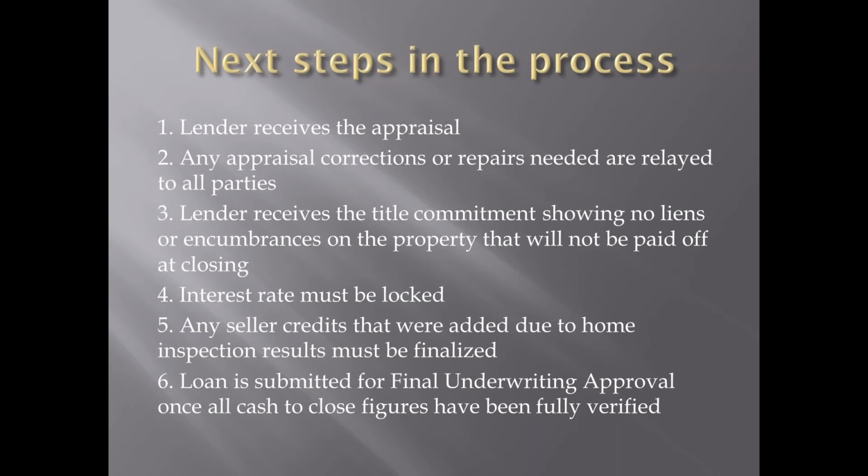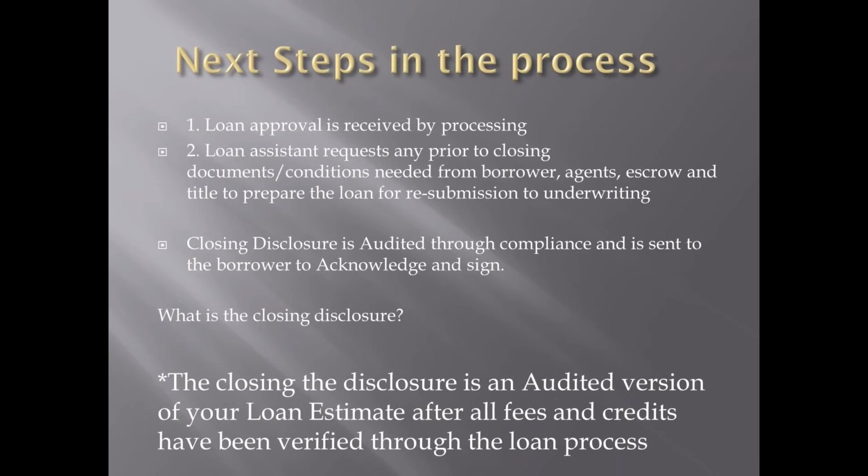So we get all this information, and then the loan is submitted for final underwriting approval once all cash to close figures have been fully verified. Loan approval takes about 24 hours, comes out of underwriting. We then receive it. My loan processor is going to break down the different conditions that are needed between borrower conditions, if updated pay stubs, or anything that was found by my underwriter that was not originally found at the pre-approval stage. Any conditions needed from the agents, maybe an addendum, anything that's needed from escrow and title, so that we can prepare the loan for resubmission for final underwriting.